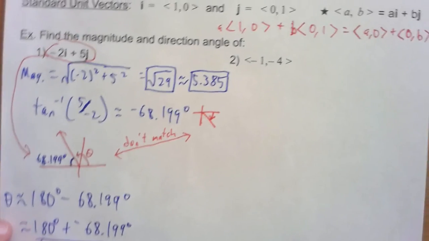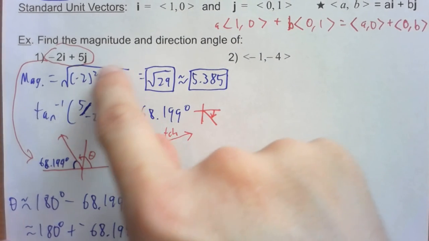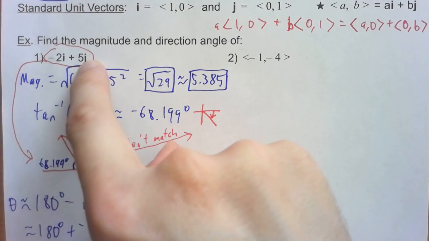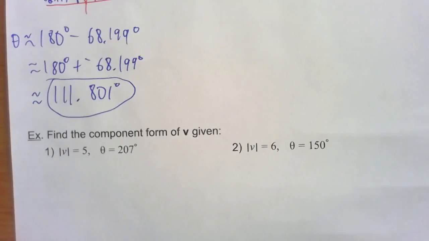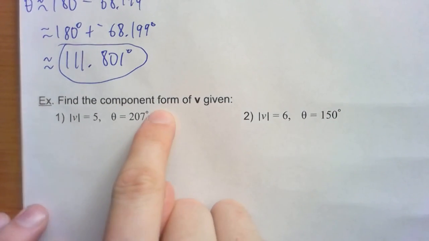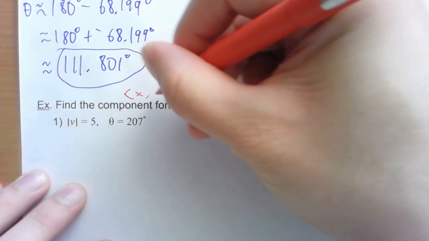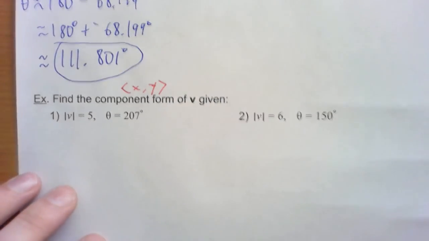Okay, so I'm going to have you do the second one in just a minute. So what we did here is I gave you the x and the y, and we needed to find the magnitude and direction. What if we want to go backwards? What if we have the magnitude and the direction, and we want the component form? Again, component form just means x comma y. All right, so now we're going the other direction.